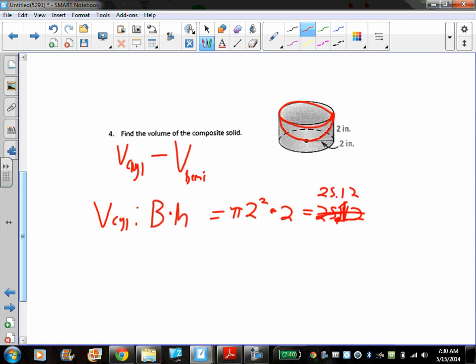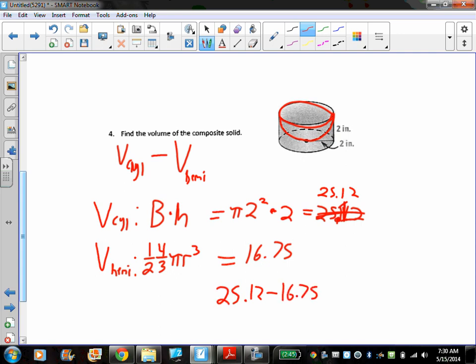Okay. So, now we need the volume of the hemisphere. Remember, it's just going to be half of the volume of what the whole sphere would have been. So, we'll have 1/2 of 4/3 pi r cubed. R in this case, again, being 2. So, 0.5 times 1.3 repeating times 3.14 times 2 to the 3rd power gives us, in this case, 16.75. So now we just need to do the subtraction. 25.12 minus 16.75. And that gives us about 8.37 inches cubed.